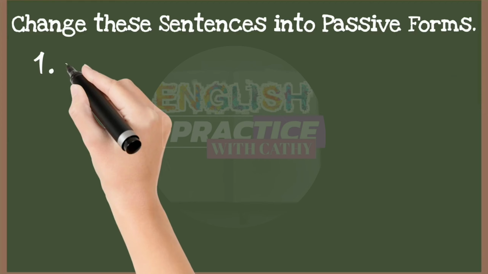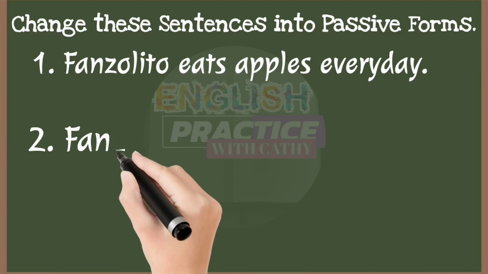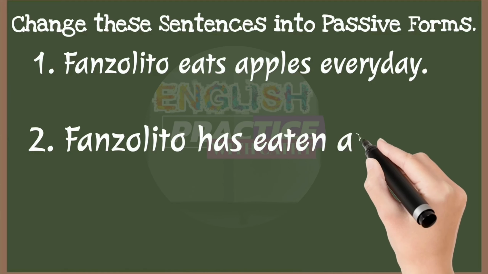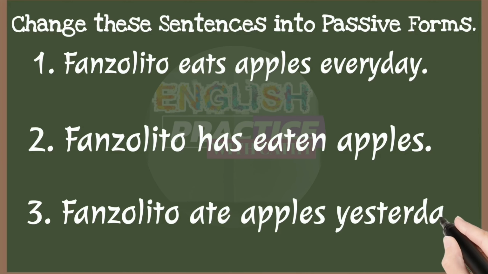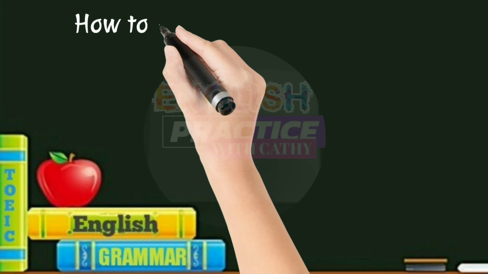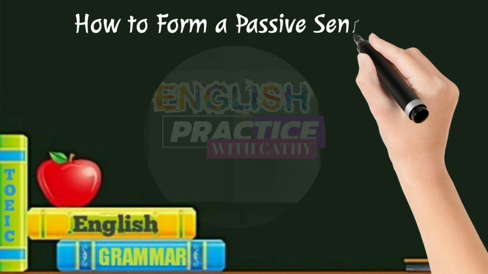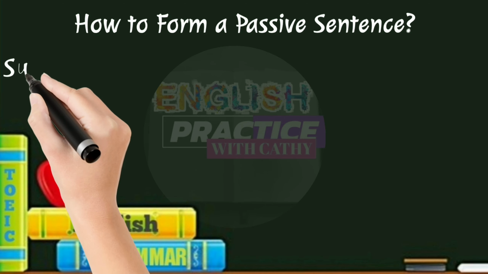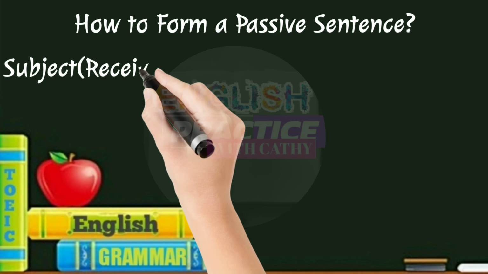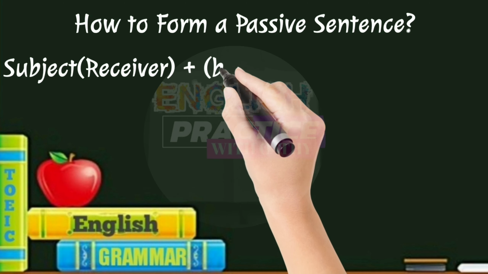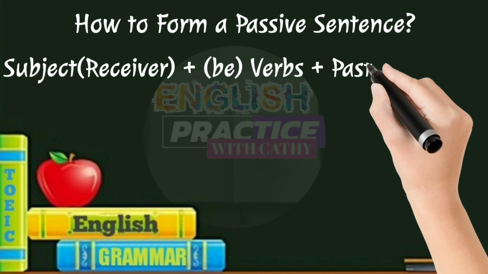This time, let's try more examples. We have 3 sentences here which are in active forms. So let's try to change them into passive forms or passive voices. Always remember how to form the passive sentence: the subject, which is the receiver of the action, followed by the be verb, and then the past participle form of the verb.